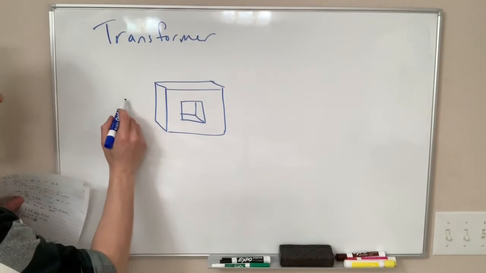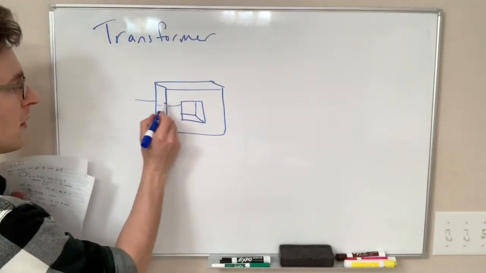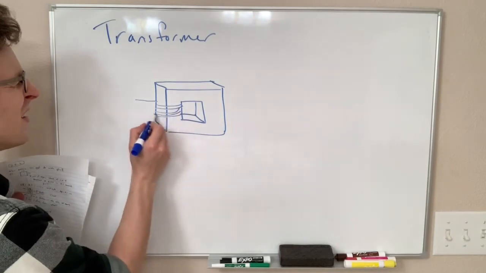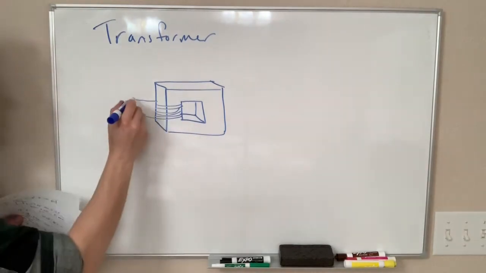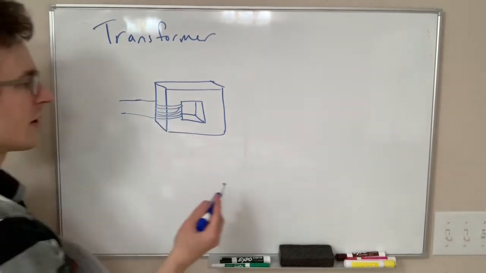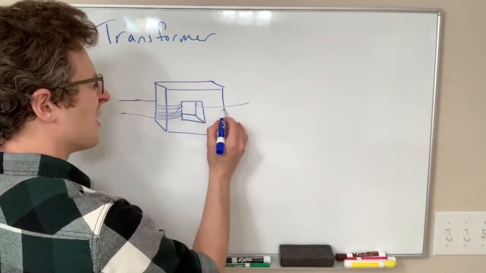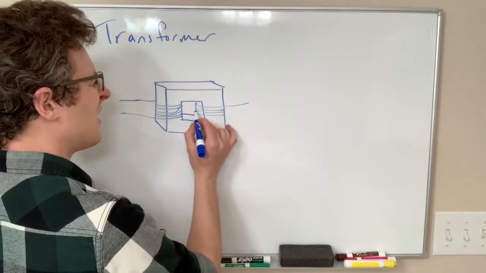Okay, so let's say that I take some wire and I wrap that wire around this side a bunch of times. So I have some wires over here that are just wrapped around this side and then come off over there. And let's say I have another wire that does the same thing over on this side.